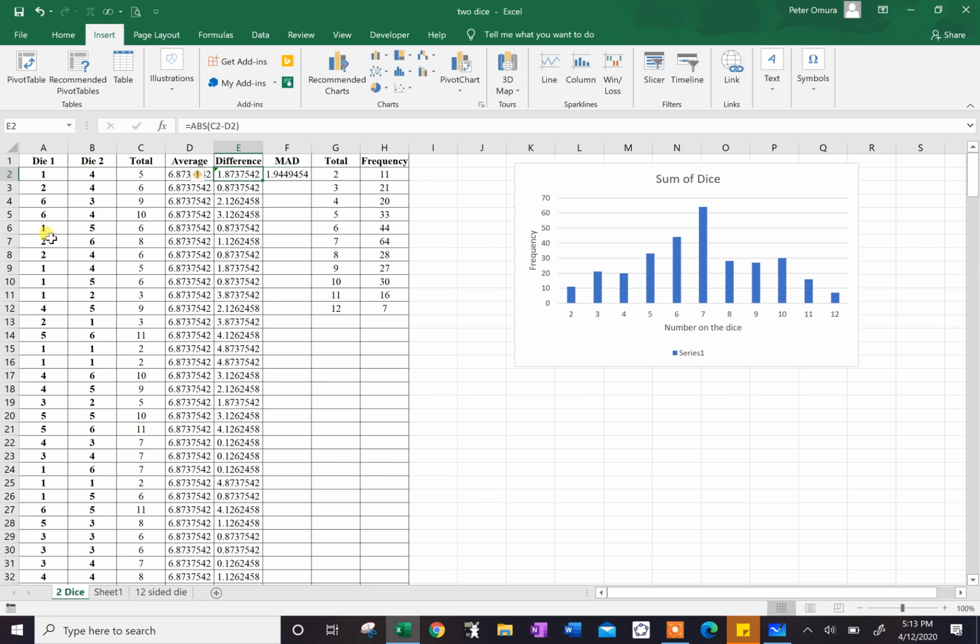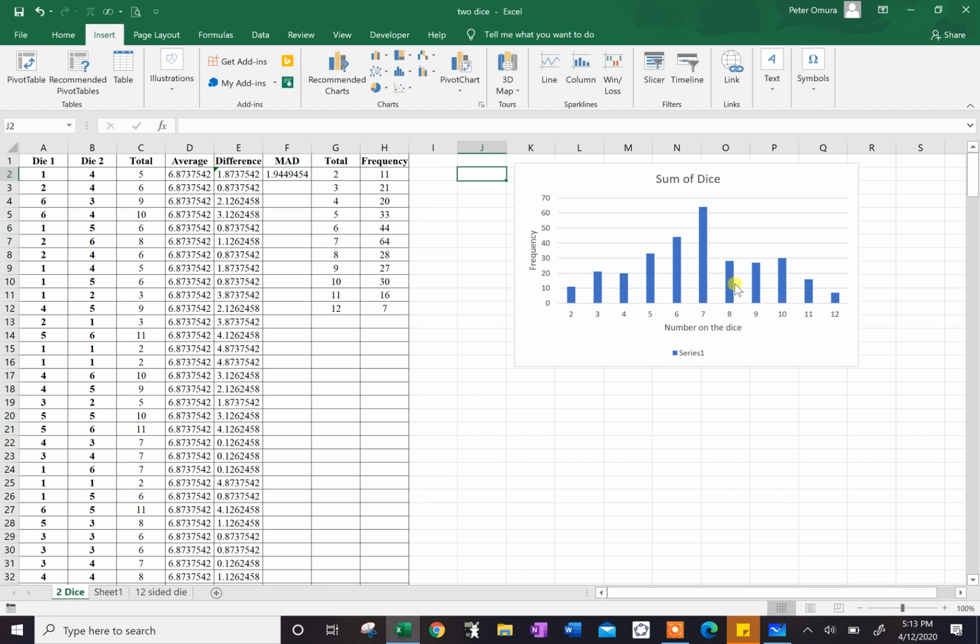So you can see my average was 6.87. And these are all the distances from 6.87. And then this is the average of all those differences. And you can see it's a little bit less than 2. And if you look at my bar graph here, you'll see that the number 2 came up 11 times. The number 3 came up 21 times, so a little bit more. Number 4 came up 20 times. 5 came up 33. 6 came up 44. 7 came up 64. 8 only came up 28.